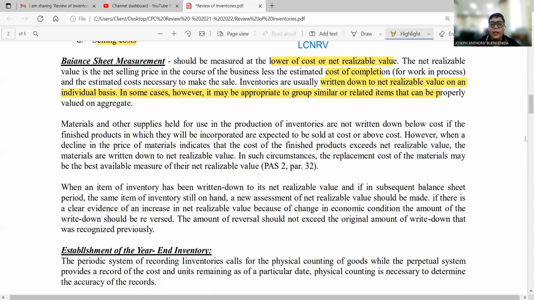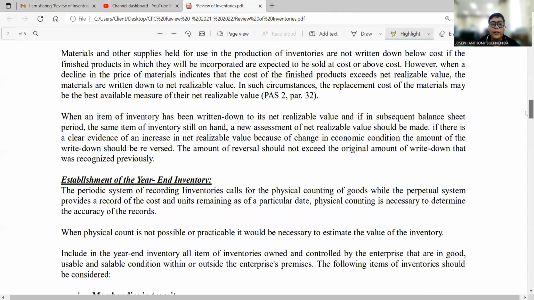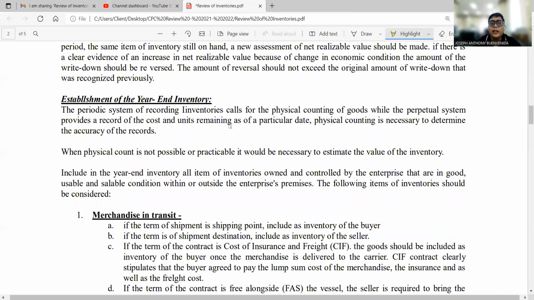Okay, so establishment of the year-end inventory. The periodic system of recording inventories calls for the physical counting of goods, while the perpetual system provides a record of the cost and its units remaining as of a particular date. So back to basic accounting. In measuring inventory, or in establishing a year-end inventory, we have two processes or methods of recording inventory.